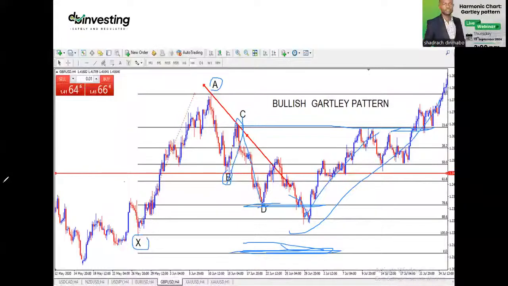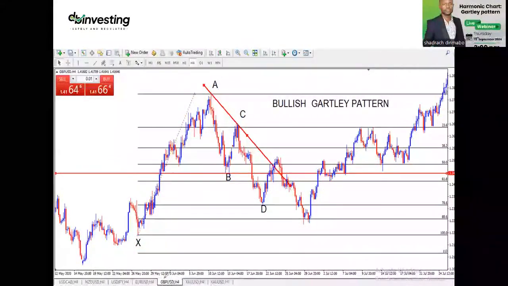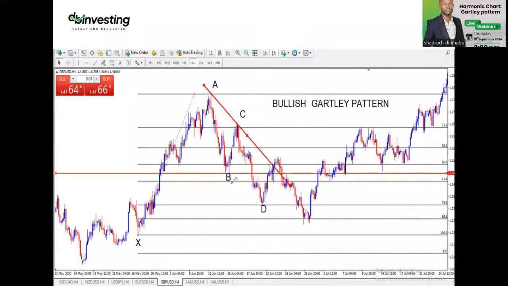So let me review it again for clarity purposes. This is our point X, this is our point A. From A to B is 61.8% of XA. Then from point B, it moved up to give us point C. Point C is within that range of 38. If we reverse our Fibonacci retracement, because we measure from A to B, we can get point C, which is quite notable. And then from here, we drop down to give us our point D.